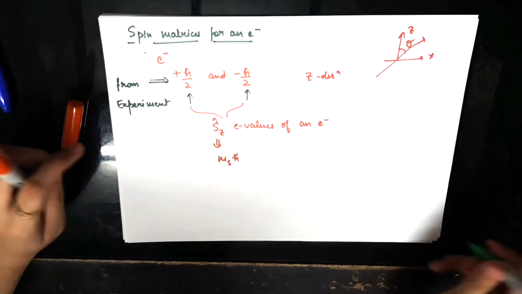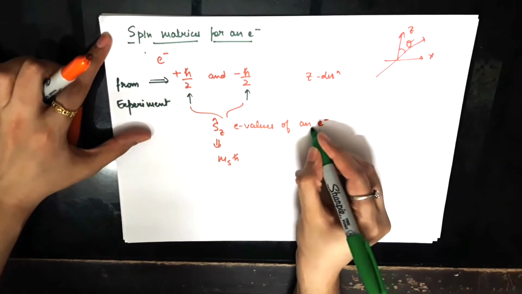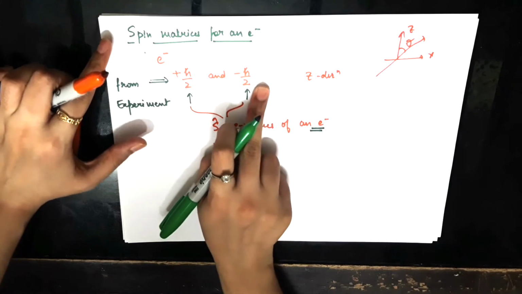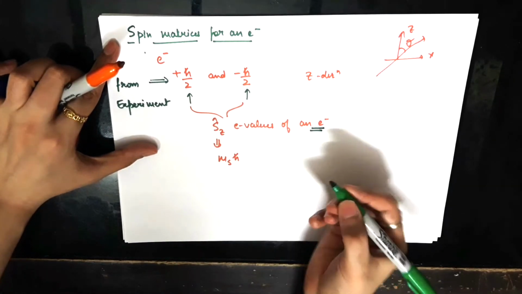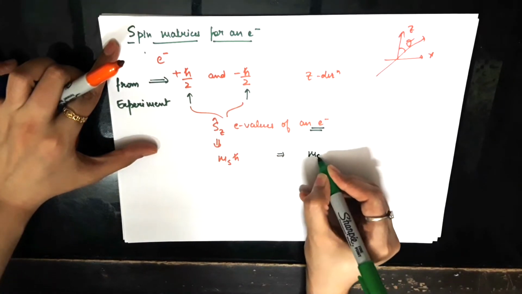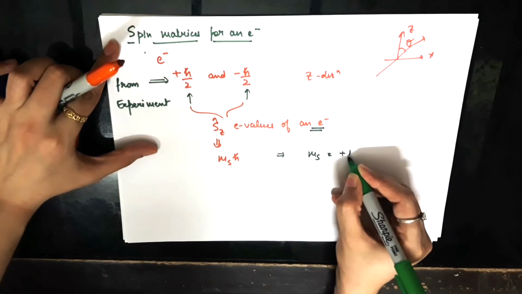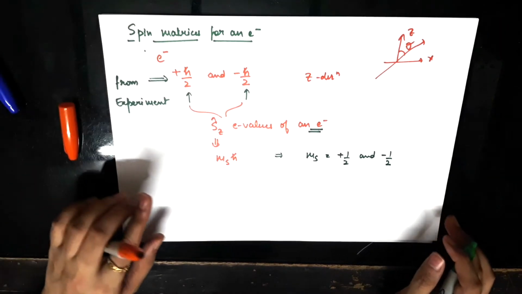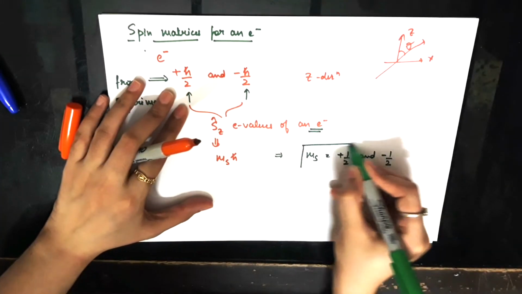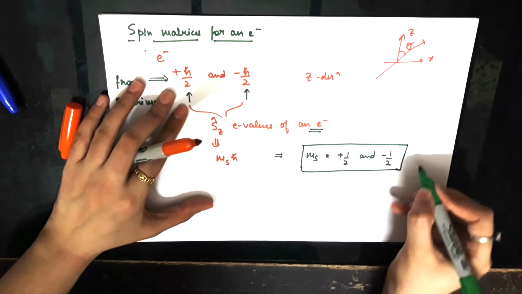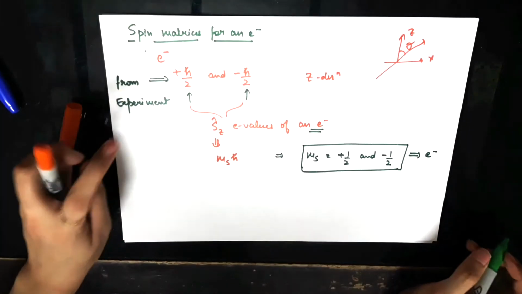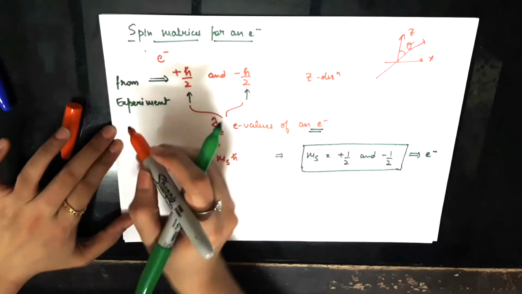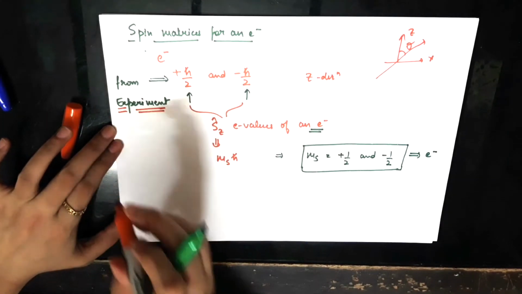So from experimental data, I now get to know that for an electron, ms ħ takes these two values, plus ħ/2 or minus ħ/2. Or you could also say that ms can take two values, which are plus half and minus half. So this is what I deduce from experiment, and this result is specific to electrons. So this is one deduction in which I used the experiment. This whole thing doesn't follow from theory.